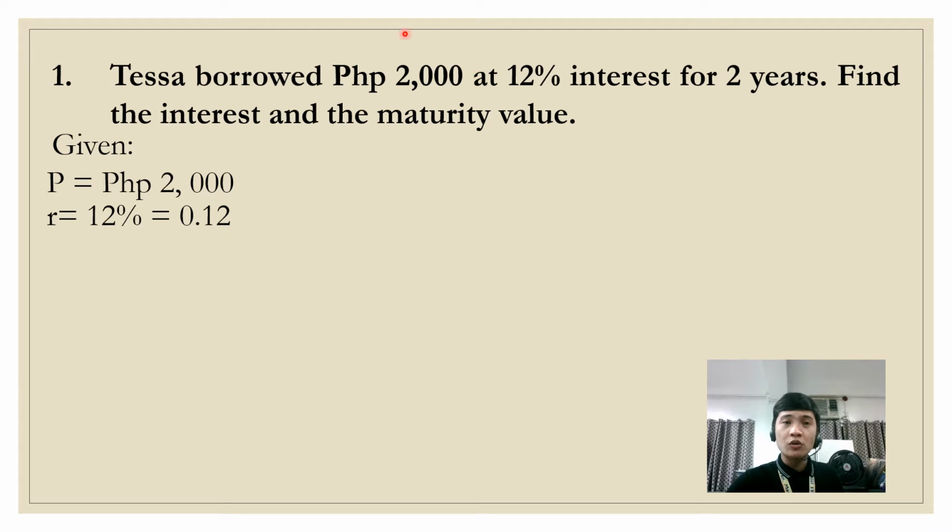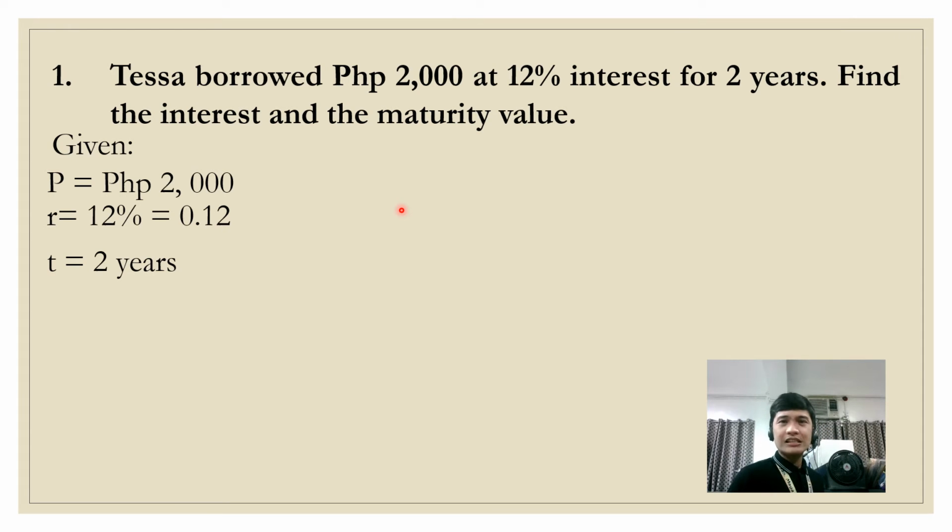Interest for 2 years. So, yung hiniram na pera ni Tessa ay mag-accumulate ng interest na 12% sa loob ng 2 taon. So, automatically, yun yung time natin. T is equal to 2 years. So, given yung principal, given yung rate, given yung time. Ganyan po mag-solve ng word problem. Huwag yung atake ng atake, no?